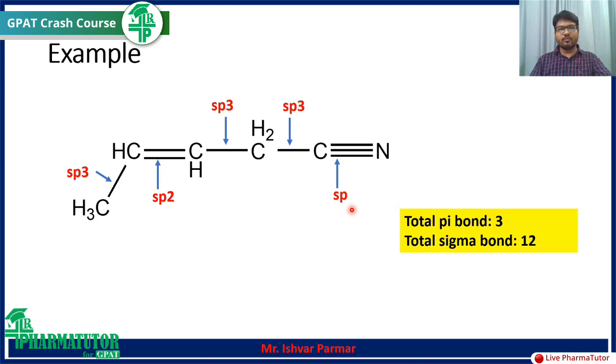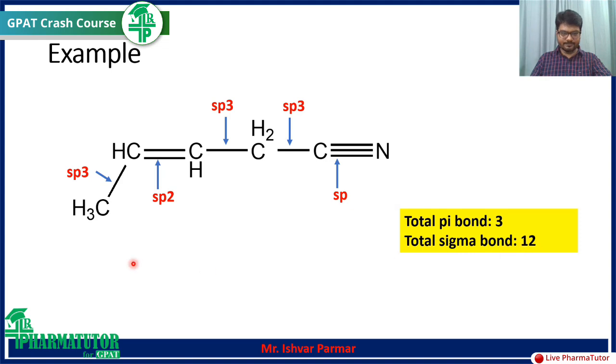Some carbons form sp3 hybridization, some form sp, and some form sp2. Here is a triple bond, so it is sp, single bond sp3, single bond sp3, double bond sp2, and single bond sp3 hybridization. So there are a total of 3 pi bonds, and the total number of sigma bonds is 12.